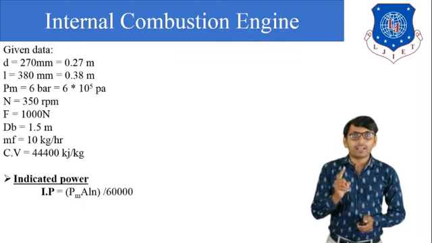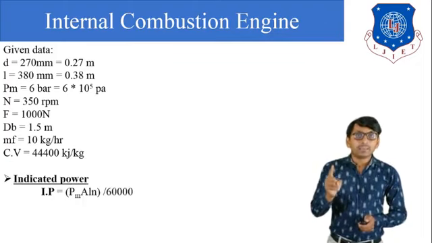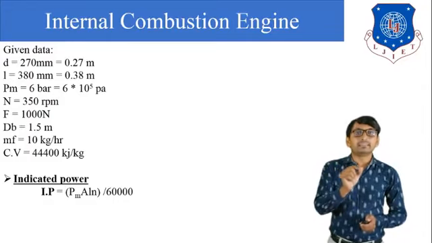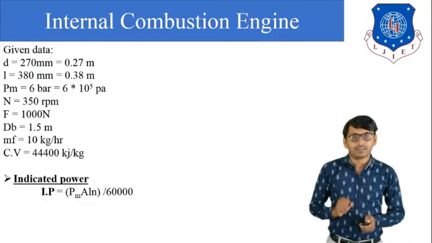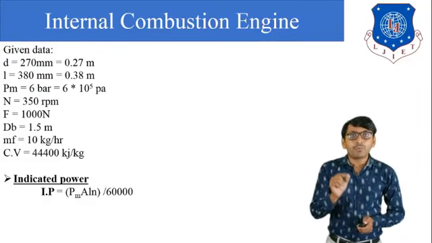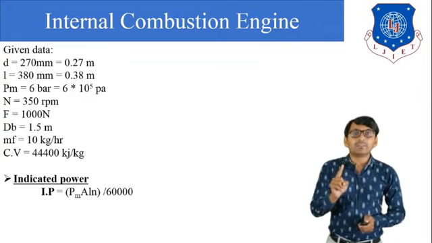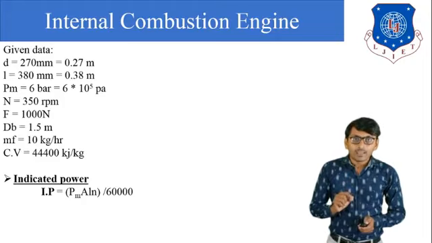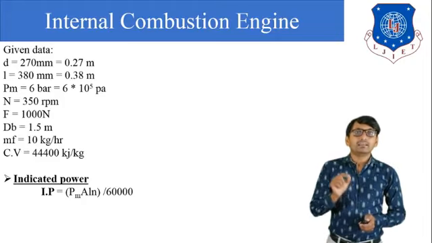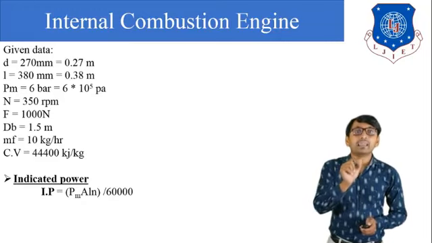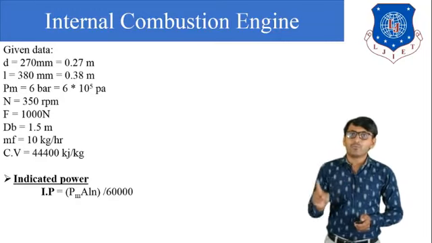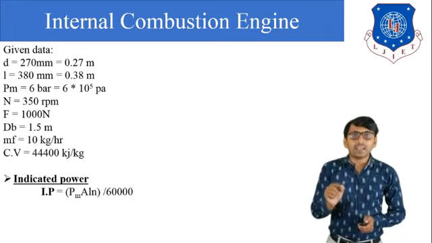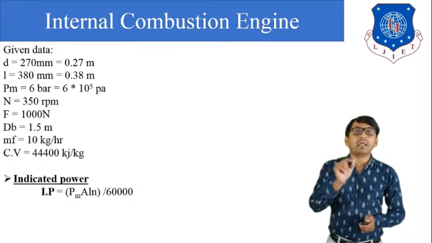Now first, indicated power. So the formula of indicated power is PM A L small n divided by 60,000. Now what do you mean by small n? That is the number of power strokes. So in a 4-stroke engine, small n is equal to capital N by 2, and in a 2-stroke engine, small n is equal to capital N. So this is an example of a 4-stroke engine, so small n is equal to capital N by 2.